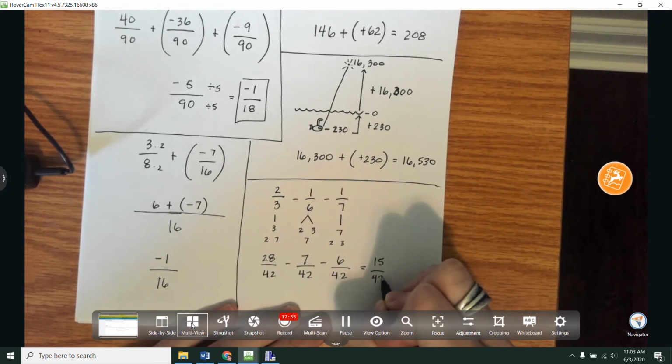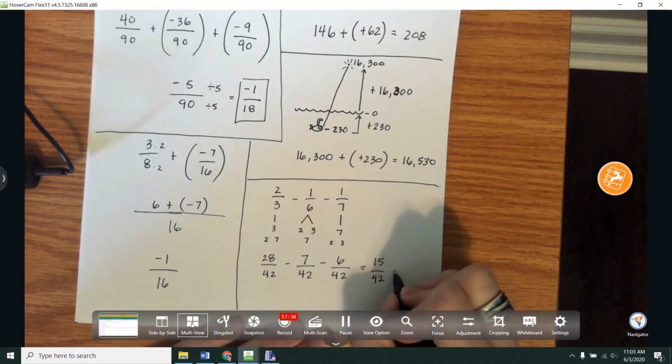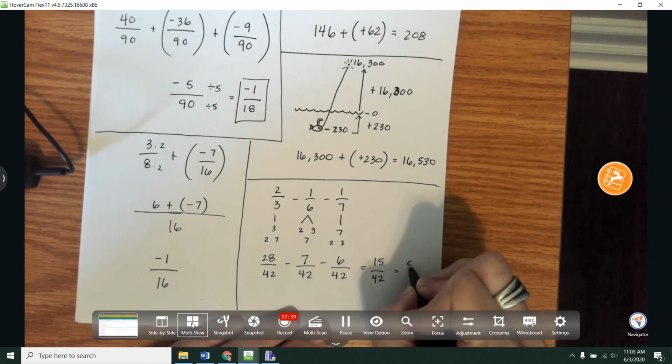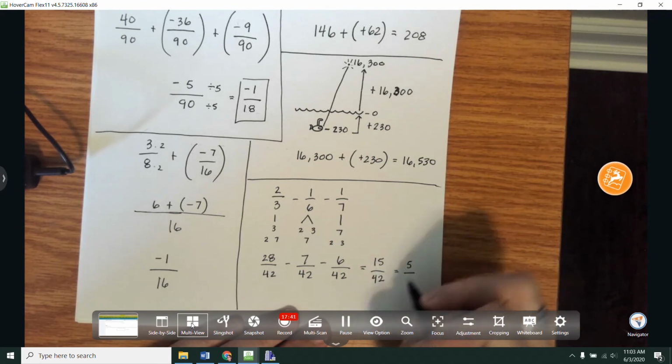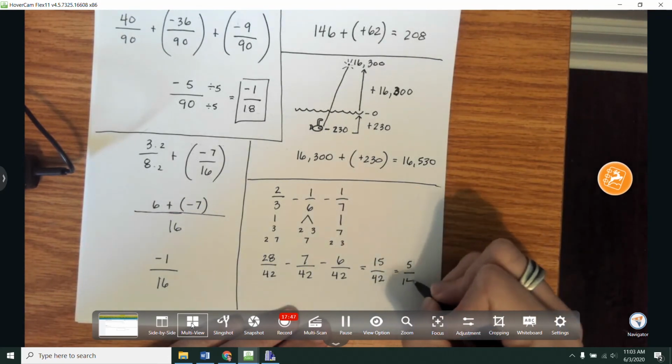We can divide these both by 3, which would give us 5, and then 14.